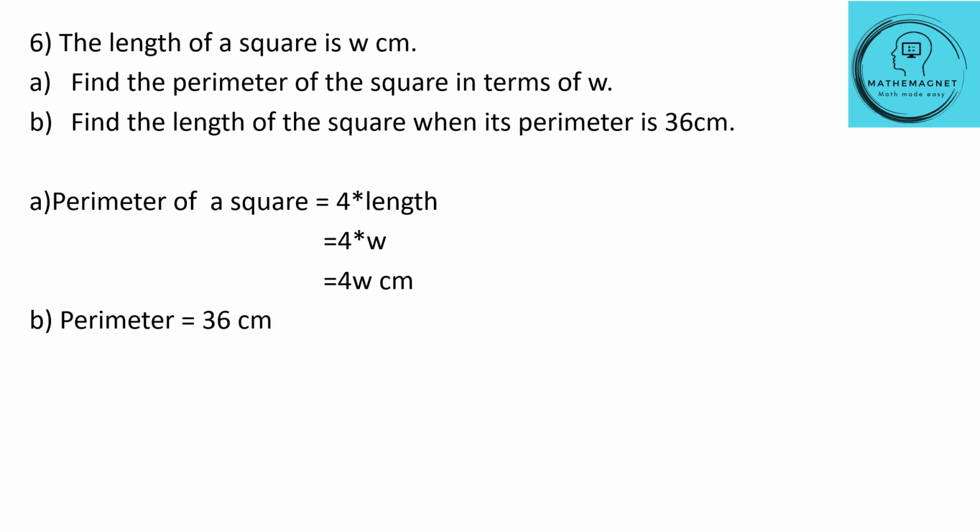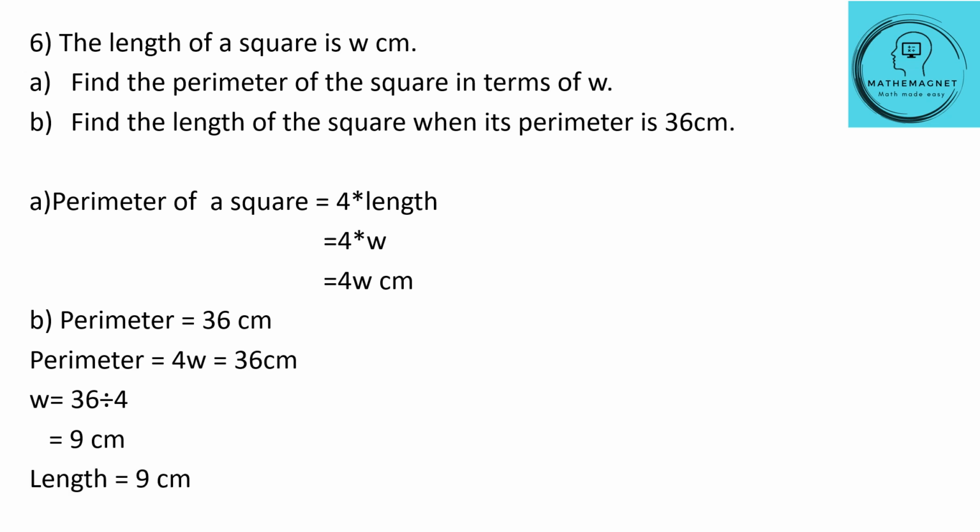Now if perimeter is given as 36 centimeters, what is the length? So if 4W is equal to 36 centimeters, W is equal to 36 divided by 4, which is equal to 9 centimeters. So the length of the square is equal to 9 centimeters.